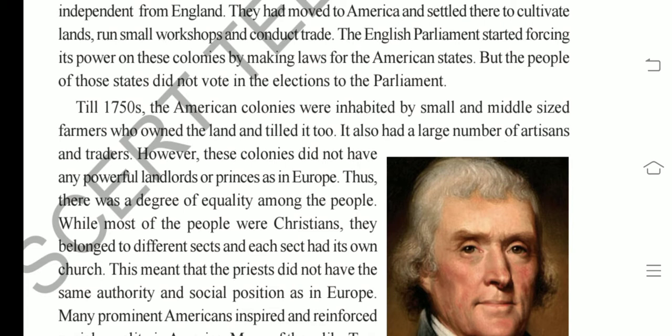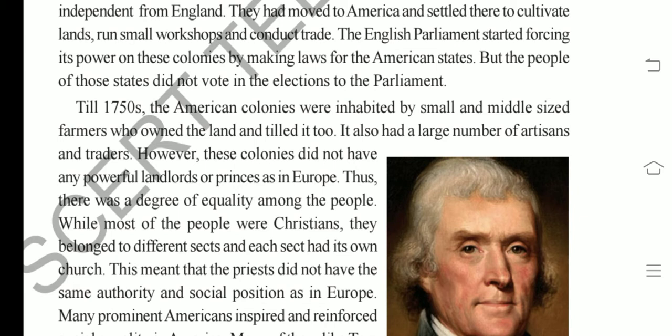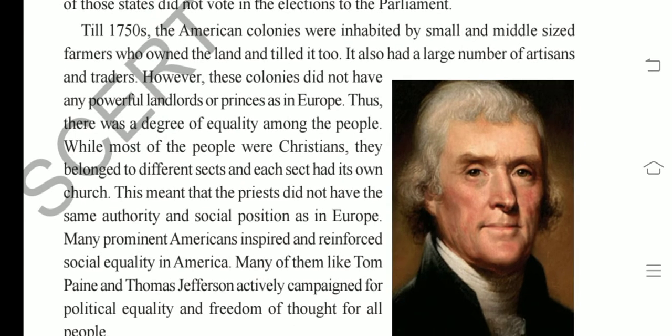Whereas in England, the priest was somewhat superior to the people, and he had a good position in society. So there was a respectable position in society for a priest, understand? So some kind of authority and some social position was there for the priest in Europe, and such status was not there for the priest in the American 13 states.